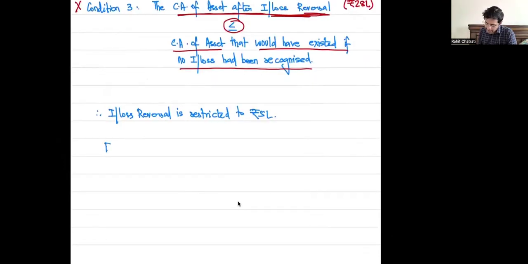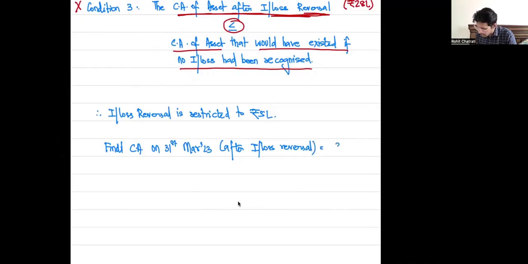And hence, finally, the carrying amount on 31st of March 23 after impairment loss reversal will be 25 lakhs and not 28 lakhs. After impairment loss reversal it is equal to rupees 25 lakhs and not equal to rupees 28 lakhs. I can recognize impairment loss reversal only up to 5 lakhs, and therefore the carrying amount will be 25 lakhs and not 28 lakhs. All right.